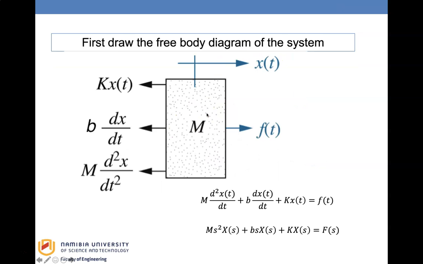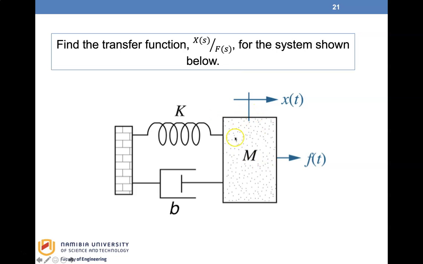So what do we do first? We draw the free body diagram. And notice that the free body diagram is all around the mass. If there is one mass, it's a 1 degree of freedom system. If you have two masses, it will be a 2 degree of freedom system. In this case, we have a 1 degree of freedom system. So we draw the mass and indicate the forces.